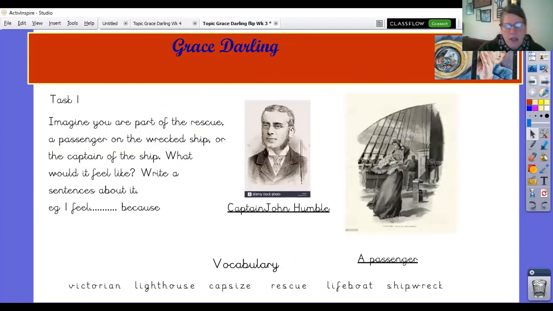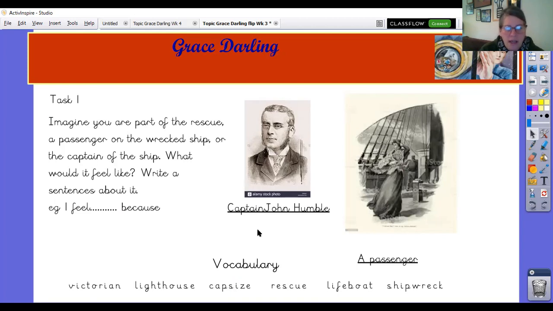So, I've got a couple of tasks for you to do now. The first task is, I want you to imagine that you are part of that rescue. So imagine that you are either a passenger on the ship, or maybe the captain of the ship. Now here I've got some pictures. This is a picture of a Victorian lady, a passenger on a ship. And here we have a drawing of Captain John Humble. And Captain John Humble was the captain of the Forfarshire ship in this rescue that got wrecked.